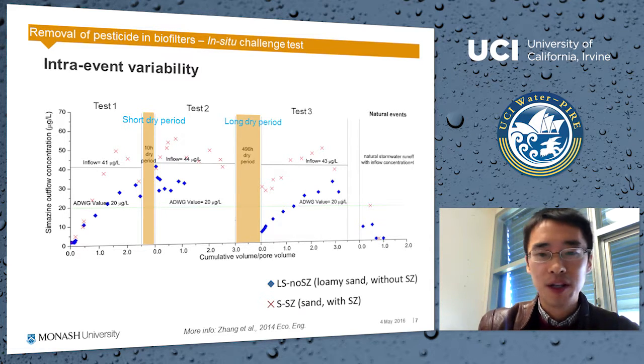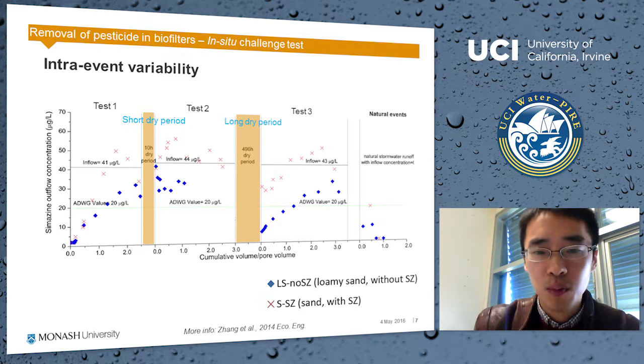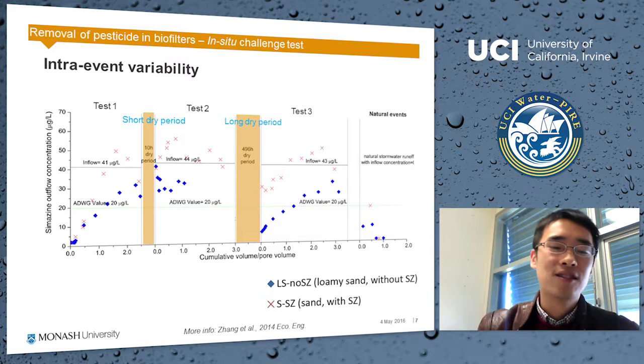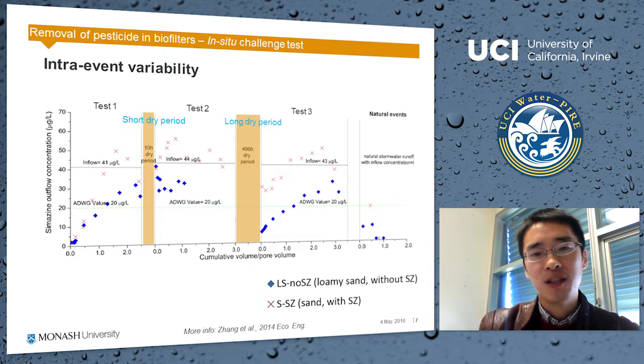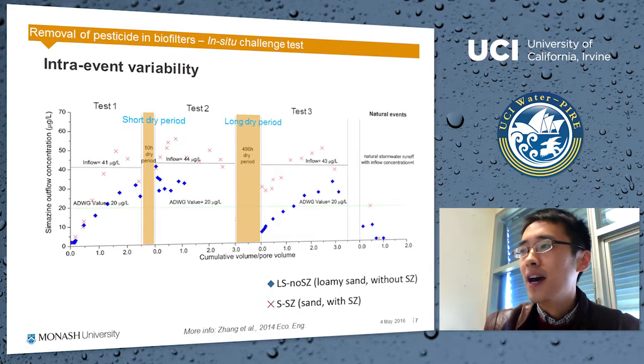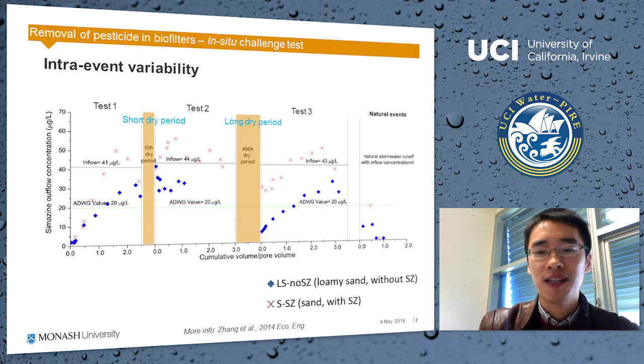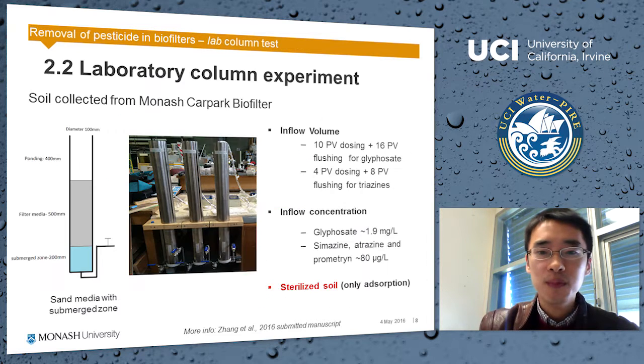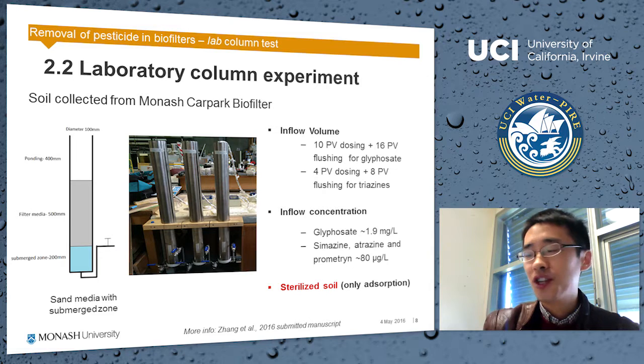Comparing those two different biofilters, although they are very different in configuration, we can roughly tell that the loamy sand biofilter, the blue dots, has better removal performance for simazine, as the loamy sand has a higher organic matter content than the sand filter medium. So this is the in-situ experiment.